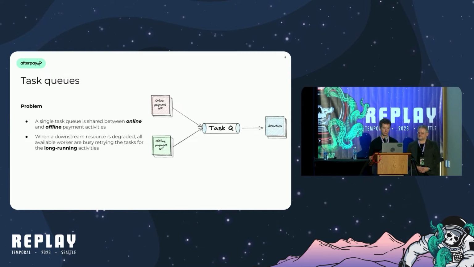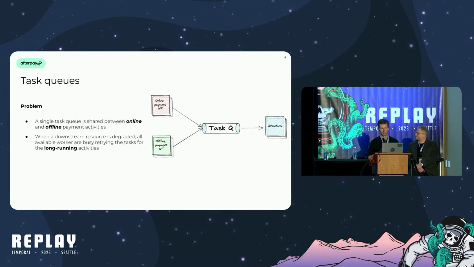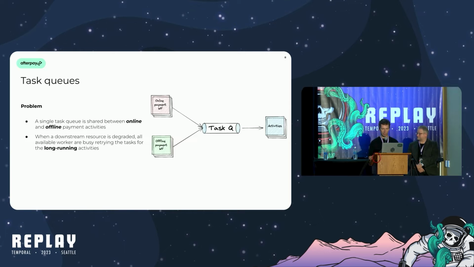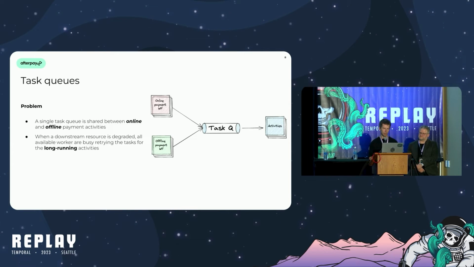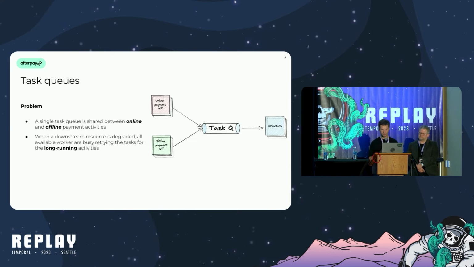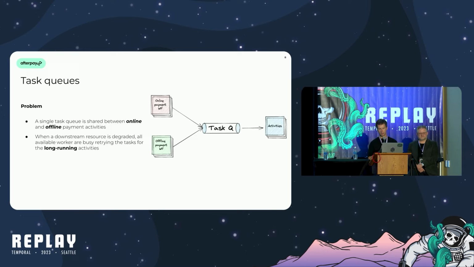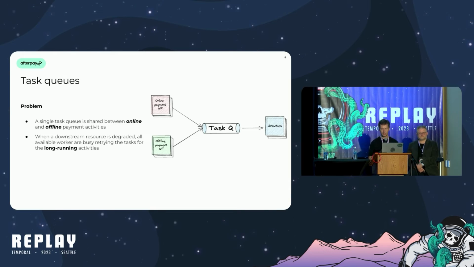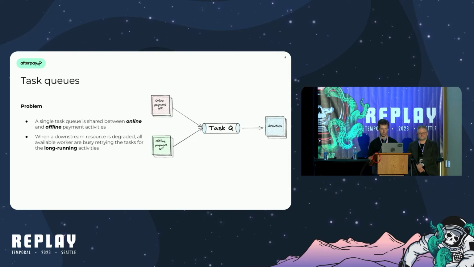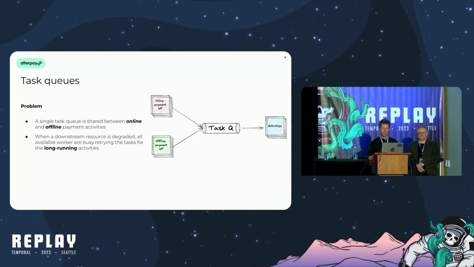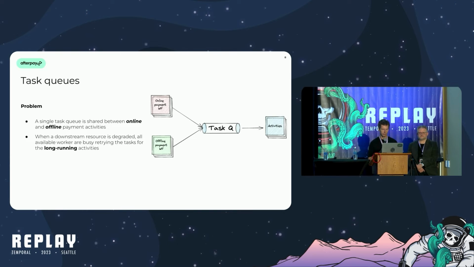One lesson we learned was about task queues. Here is the problem. We used a single task queue for all our activities, but for online payments, our activities have short timeouts, limited retries, and they must execute or fail fast. On the other hand, for offline payments, activities have longer timeouts and many more retries, so they are more resilient to failure. So now imagine when a downstream system begins to fail or just goes offline.